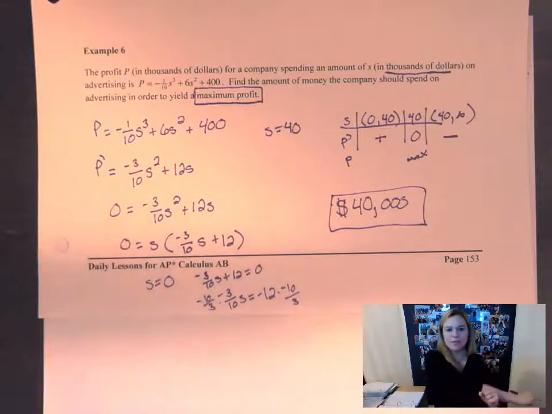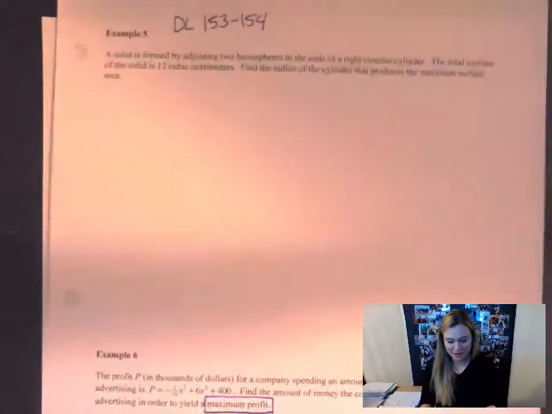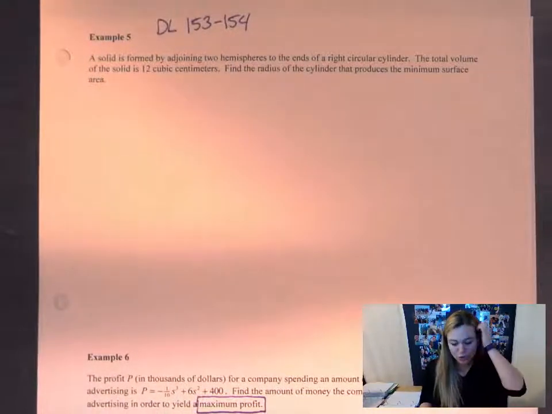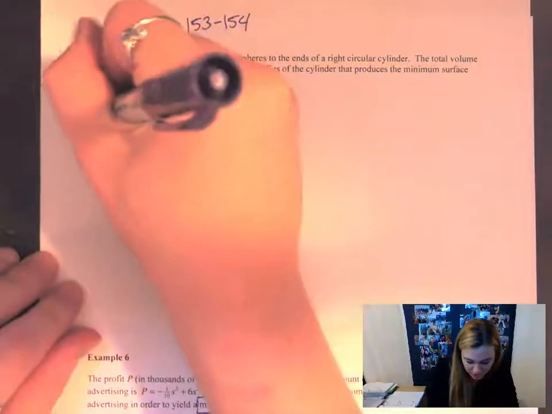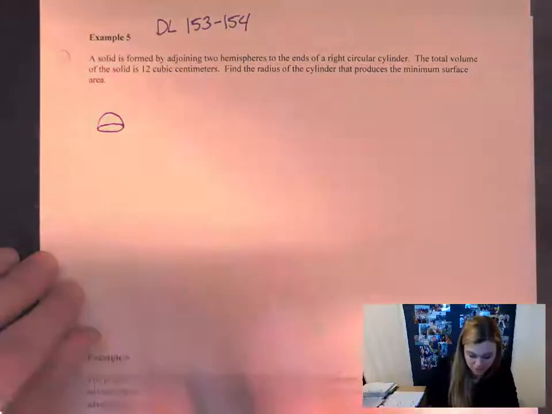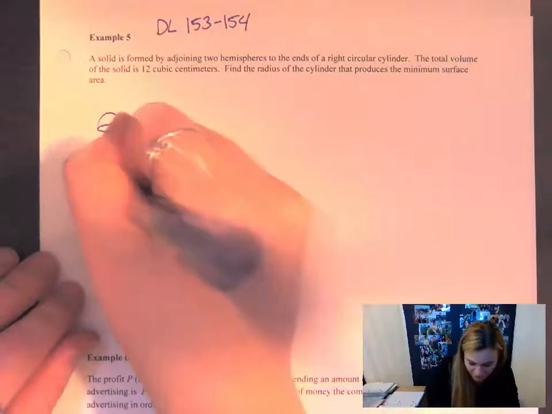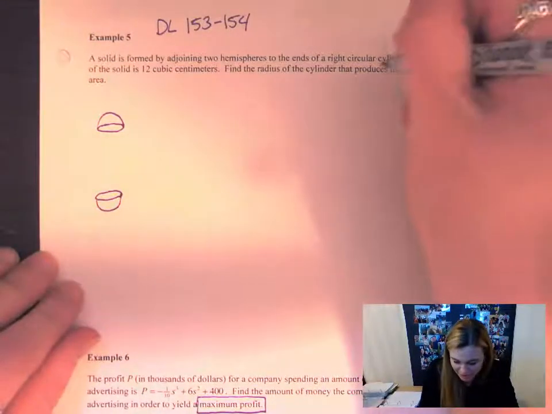Now I feel like I'm warmed up, stretched out a little bit. Now I can go back to example 5. This one, a solid is formed by joining two hemispheres. So here, oh wow, that looks so good. Two hemispheres, I'm going to do it down here. And it says at the right end of a circular cylinder.